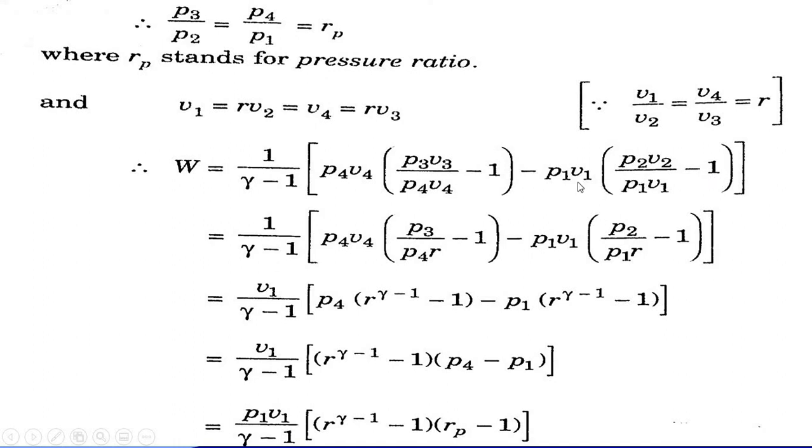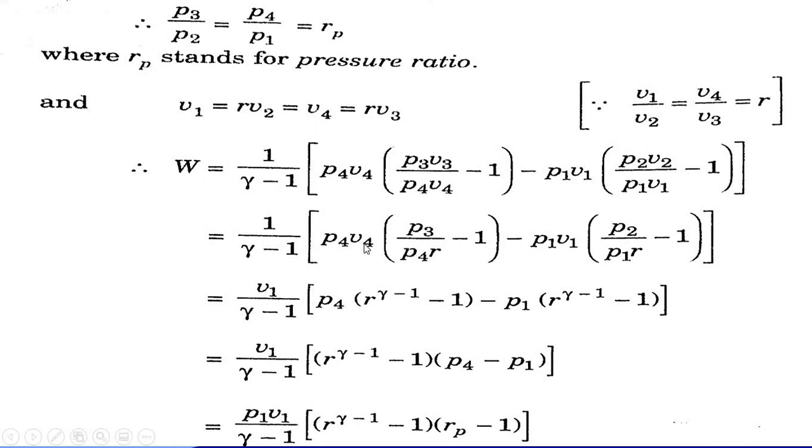So you will get this value. So P4 V4 into P3 by P4, and V3 by V4. So what is V? We know that V4 by V3 is equal to R. So V3 by V4 is equal to 1 by R minus 1, and P1 V1 into P2 by P1. So P2 by P1 is here, and V1 by V2 is R. So V2 by V1 is equal to 1 by R minus 1.